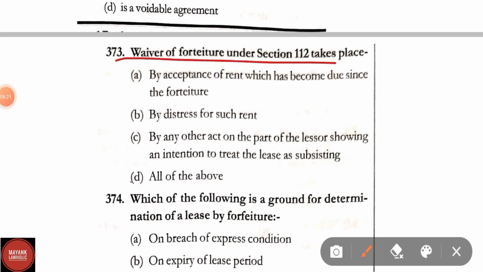Waiver of forfeiture under Section 112 takes place by acceptance of rent which has become due since the forfeiture, by distress of such rent, by other act on the part of the lessor showing an intention to treat the lease as subsisting, and option D, all of the above. Here correct answer is option D, that is all of the above.